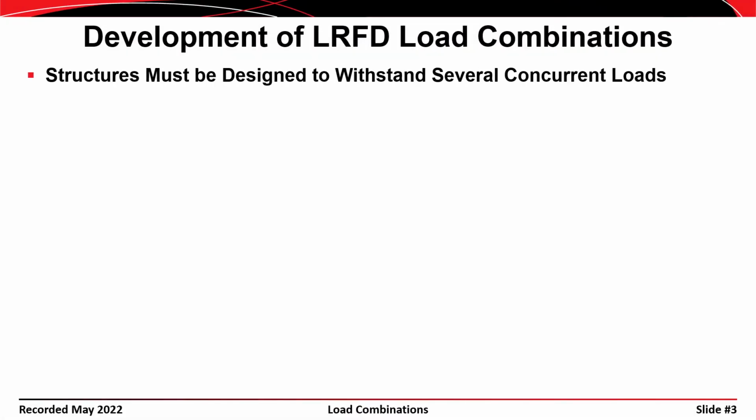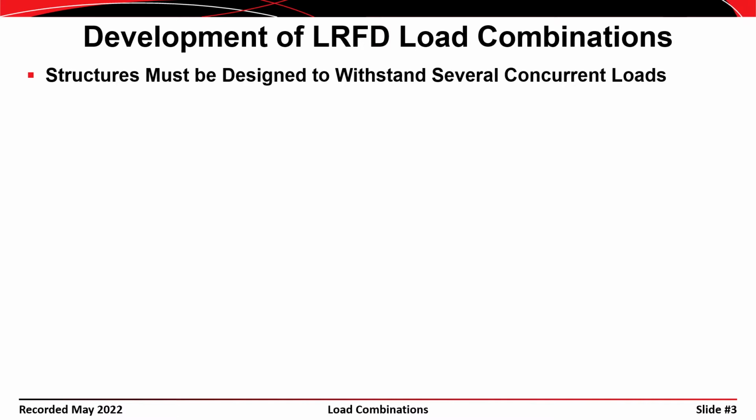So now that we have an understanding of what the different load types are and an understanding of the load and resistance factor design philosophy, we can talk about the development of load combinations. Every structure that we design, at least every one that I can think of, has to be designed for several concurrent loads. It wouldn't be practical to design just a building for dead load or just a bridge for live loads or just something for wind loads, etc. You have to design for the possibility of each of these to happen in combination with another.